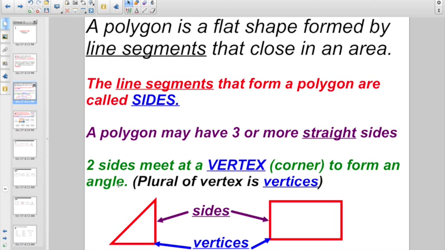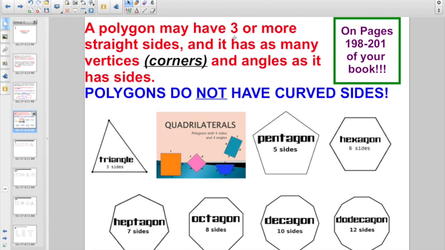And we talked about angles yesterday, right? And the plural of vertex is kind of tricky. It's called vertices. You have one vertex or one corner. If I'm talking about more than one of them, I could have four vertices. The vertices are the corners, the angles. The sides are the lines. So a polygon may have three or more straight sides, and it always has as many vertices or corners and angles as it has sides. If you got a triangle with three sides, you're also going to have three vertices. If you have a pentagon with five sides, you're going to have five vertices, etc. And a really big one here, polygons do not have curved sides.